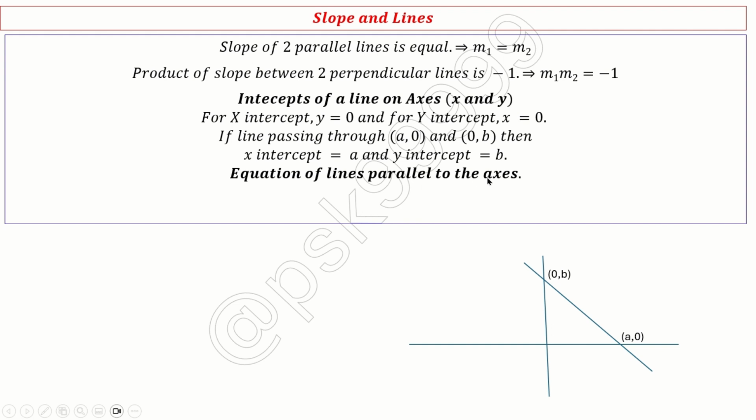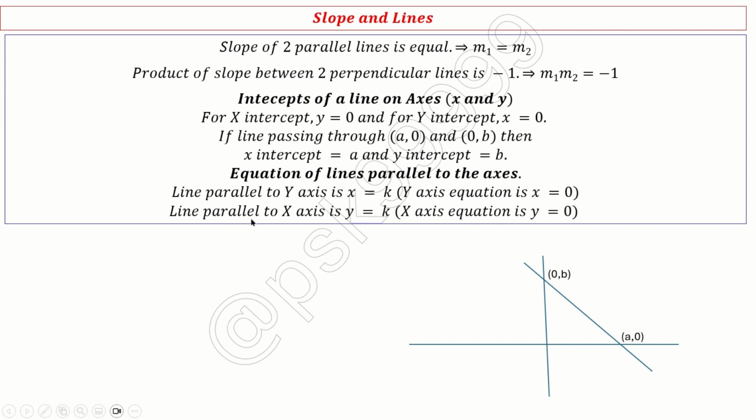The equation of lines parallel to the axes is very simple. We know the equation of the x-axis is y equal to 0 and the y-axis is x equal to 0. But if the line is parallel to the y-axis, it is x equal to k. K is a constant basically. And if it is parallel to the x-axis, then it is y equal to k.